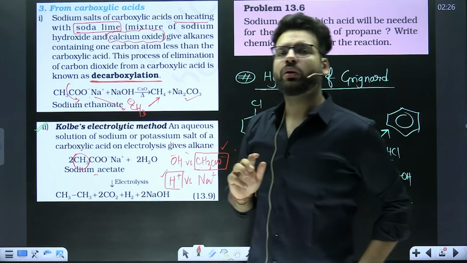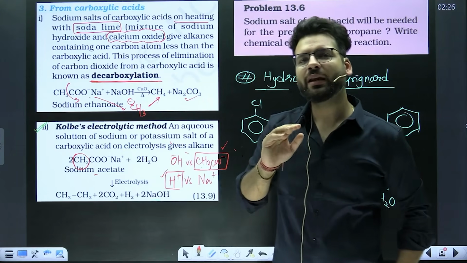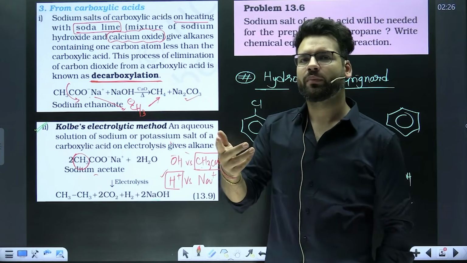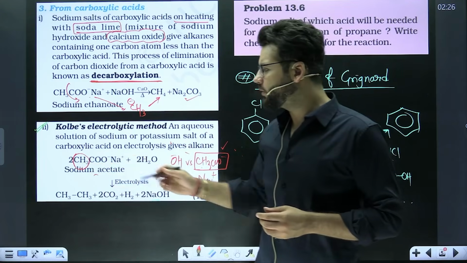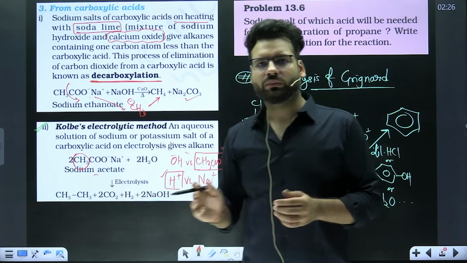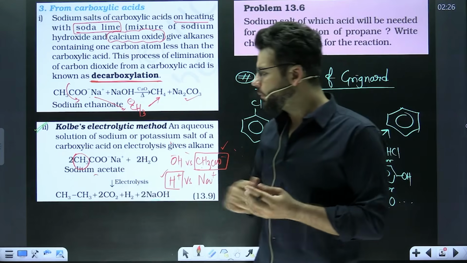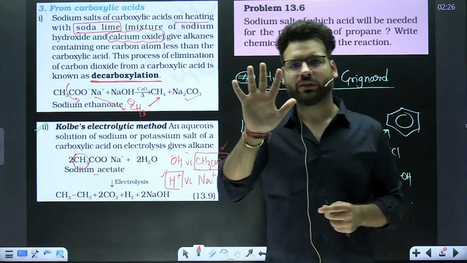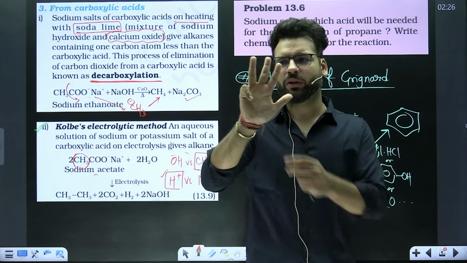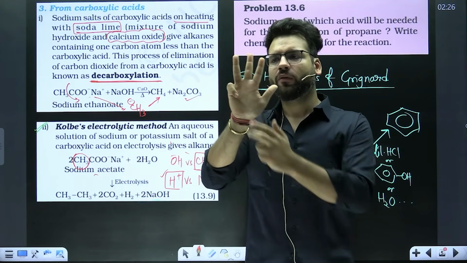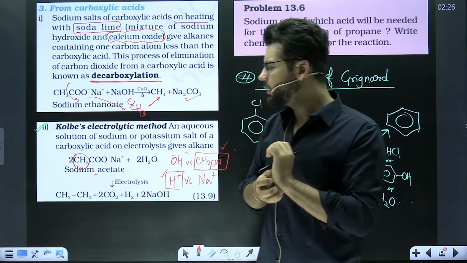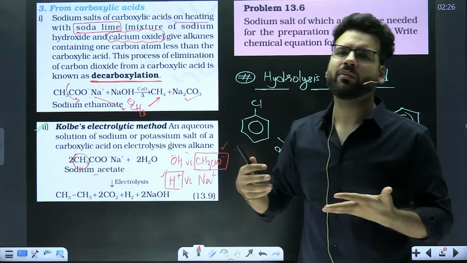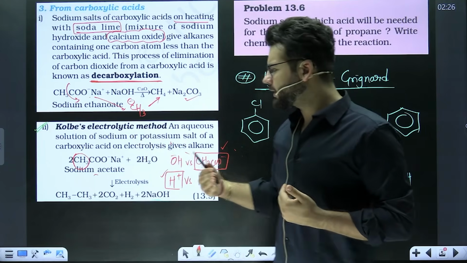Okay, so it will be N minus 1 and then double. If N is the number of carbons initially present, do N minus 1. If I have 5 carbons, 5 minus 1, because CO2 will go out first, gives 4, and then I'll double it: 4, 4, 8. So N minus 1 into 2, these many carbons will be there in the final product.